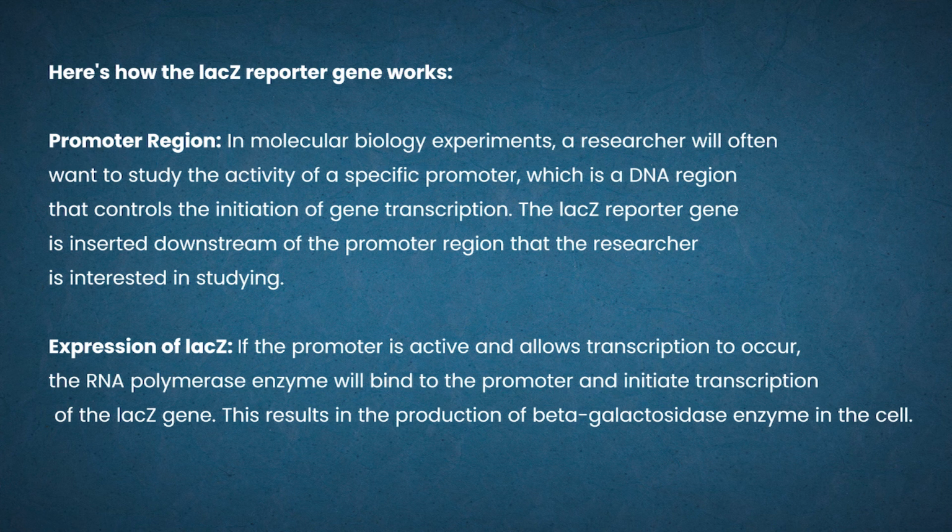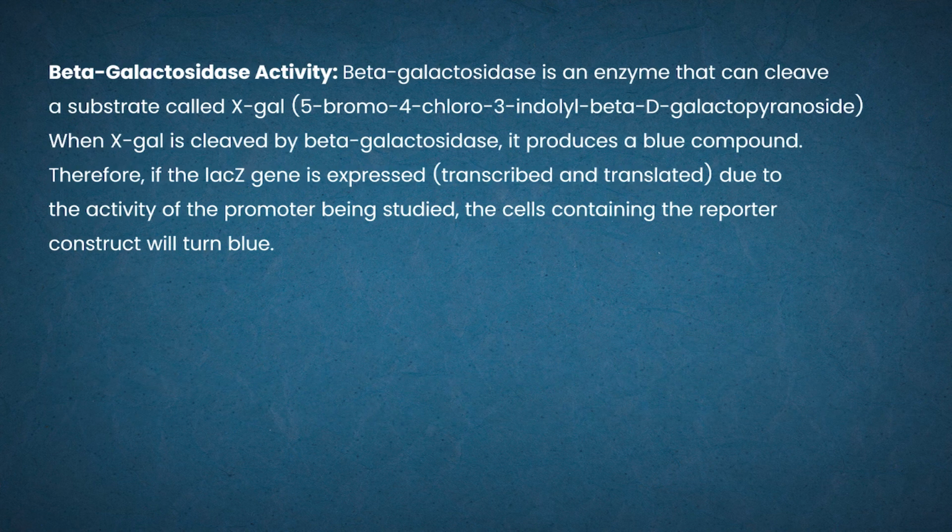Now, how is the LacZ gene expressed? If the promoter is active and allows transcription to occur, the RNA polymerase enzyme will bind to the promoter and initiate the transcription of the LacZ gene. This results in the production of beta galactosidase enzyme in the cell. How does this beta galactosidase enzyme activity work? Beta galactosidase can cleave a substrate called X-gal, which is 5-bromo-4-chloro-3-indolyl beta-D-galactopyranoside. When X-gal is cleaved by beta galactosidase, it produces a blue colored compound.